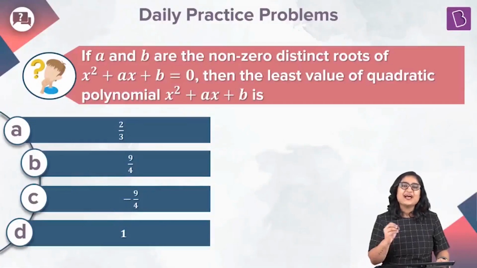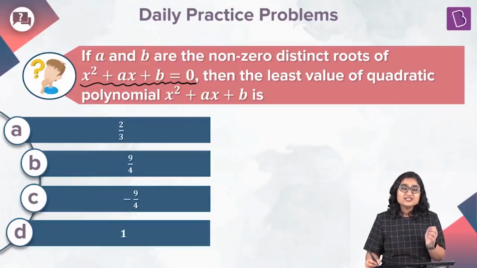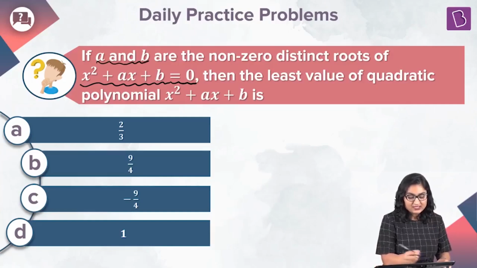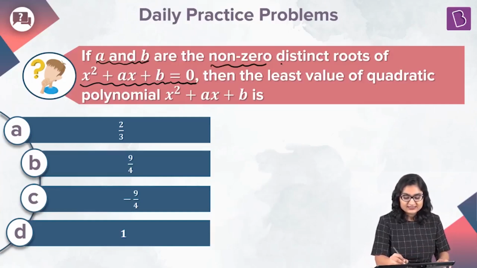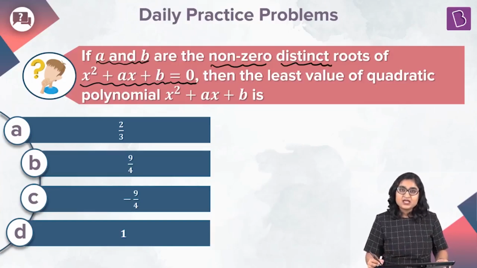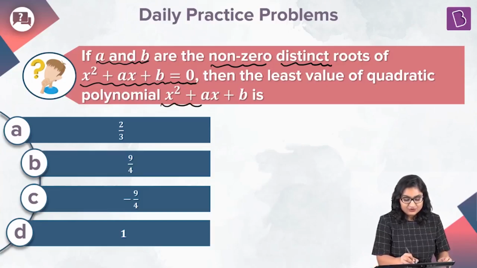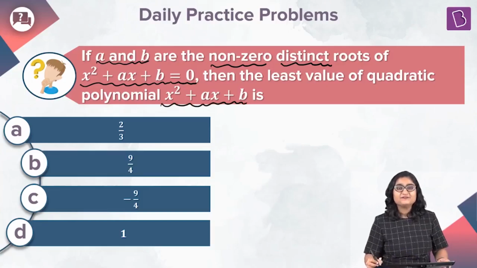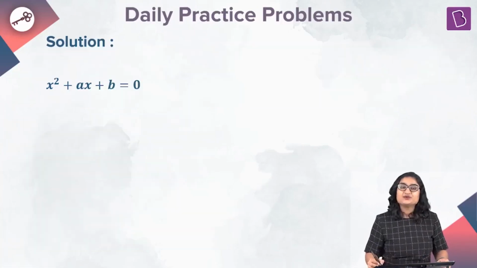So in this question, we have been given a quadratic equation x square plus ax plus b is equal to 0. In the question, it's been given that this quadratic equation has two roots, a and b, such that they both are non-zero distinct numbers. All right. Now we have to find out what is the least value of the quadratic polynomial defined as x square plus ax plus b. Cool? So this is the quadratic equation given to us in the question.